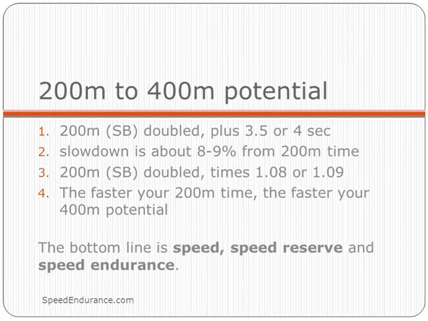Now, this equation is a bit flawed, and that's why sometimes I like to use a factor of 1.08 or 1.09, which is basically about 8 or 9% of your best 200 meter time. And the golden rule is the faster your 200 time, the faster your 400 time, right? That's obvious in this math equation. And as far as training goes, the bottom line is really speed, speed reserve, and speed endurance for the 400 meters.